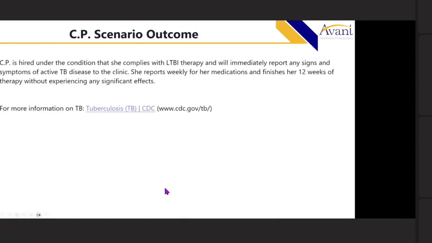All right, you guys. CP is hired under the condition that she completes her latent TB infection therapy and will immediately report any signs and symptoms of active disease to the clinic. She reports weekly for her medications and finishes her 12 weeks of therapy without experiencing any significant effects, right? And there's a link there for TB.